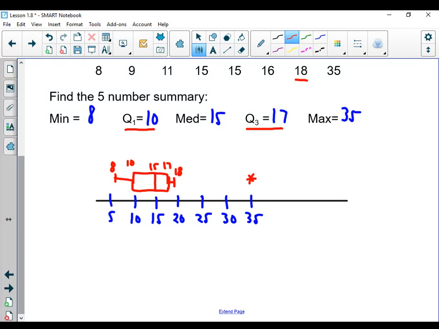The reason we do that is if I were to draw that whisker out, it would make it look like it was really spread out. But really, most of my data was down here on this end. We just happen to have that one value. Now, if 35 was not an outlier, I'd just draw it out there, mark it, and that would have been good. But anytime we have an outlier, we want to make sure we mark it. So that would be my box plot.